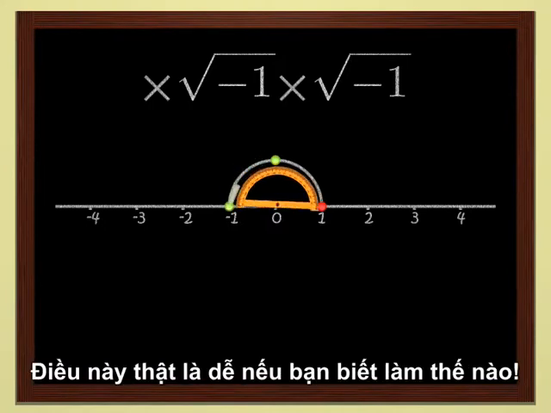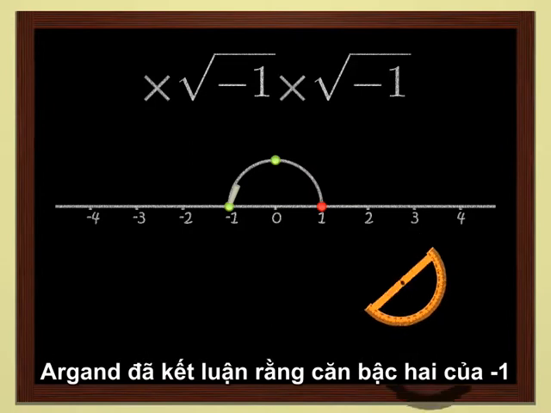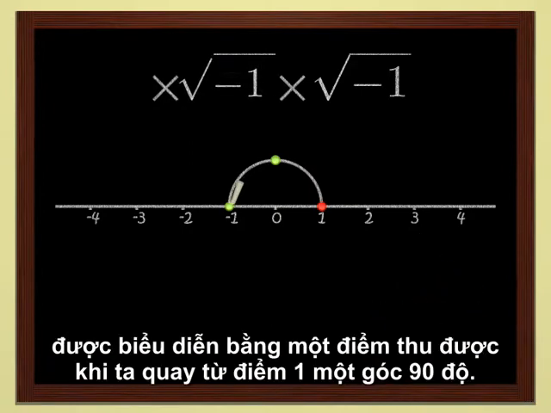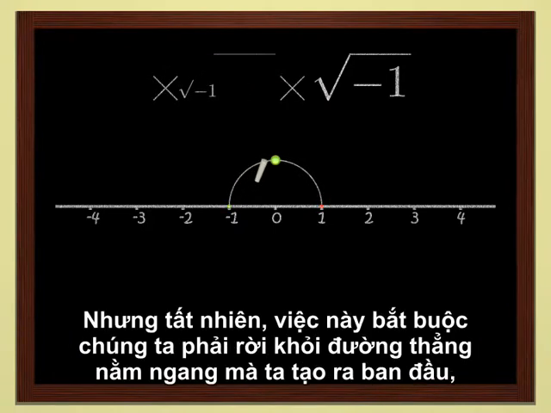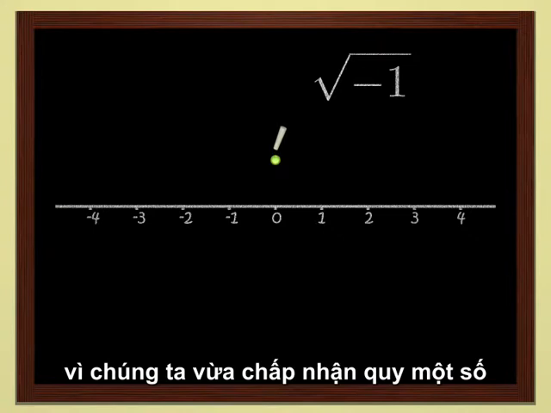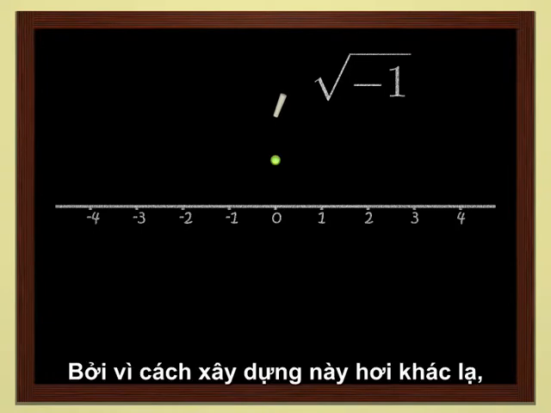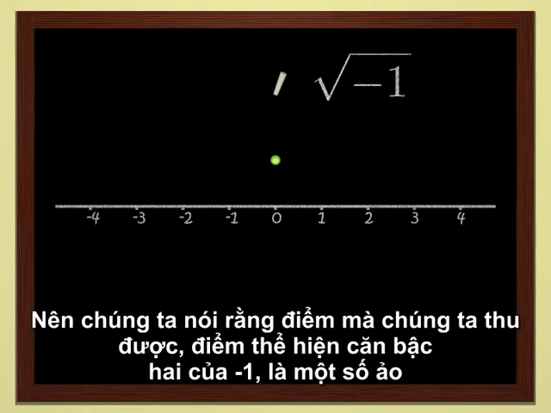Argand decided, therefore, that the square root of -1 is represented by the point which is the image of 1 by a 90-degree rotation. But of course, this forces us to leave our horizontal straight line, since we have just agreed to associate a number to a point in the plane which is not on the line. As this construction is a bit strange, we say that this point, the square root of -1, is an imaginary number.